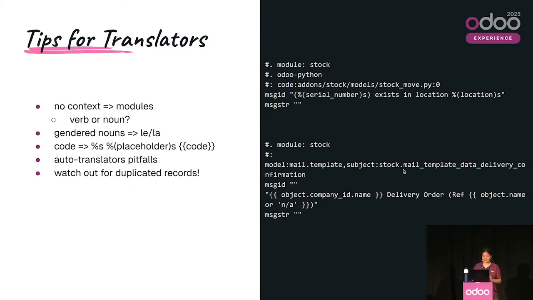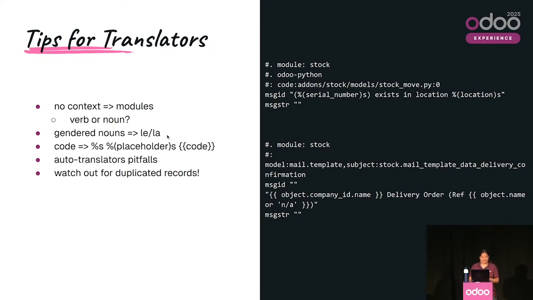So for example, this one says stock, mail, template, data, blah, blah, blah. That means this is probably going to be in an email template. So you have the context of it's in an email, it's in inventory. Okay, so that means that delivery order is probably something specific to sending something in stock and making sure that the customer knows that they've received it.